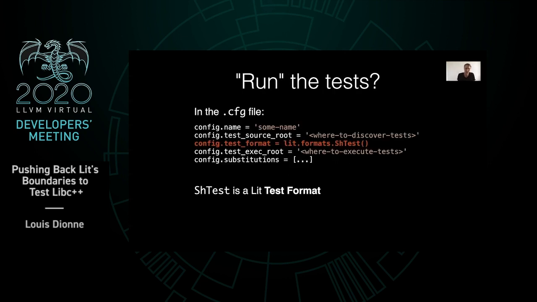And so in the config file, you need to specify a few things like the name of the test suite and also the folder where you should actually discover your tests. So that's the folder that contains the tests. And then you also specify the interesting part here, which is the test format. So here we're using ShTest, for example, which is the most widely used test format with lit. And so ShTest is basically a test format that interprets test files as containing shell commands that can be run and that represents basically the running of that test.